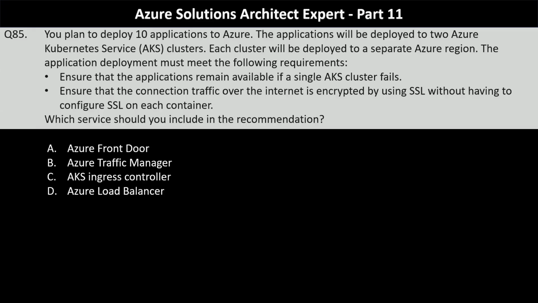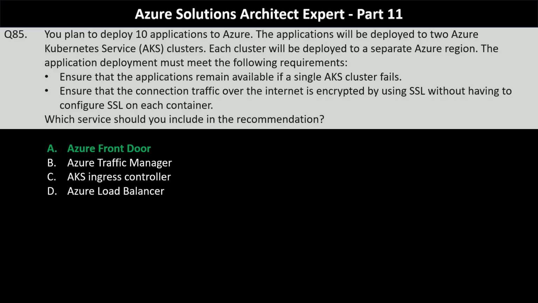Now, friends, Azure Front Door would be the appropriate choice in this use case. Let's understand the reason that helped in eliminating other options. Azure Traffic Manager is a DNS-based load balancer, but it operates at the DNS level, not at the application layer, which is what we need here. AKS Ingress Controller does not handle traffic distribution between regions.